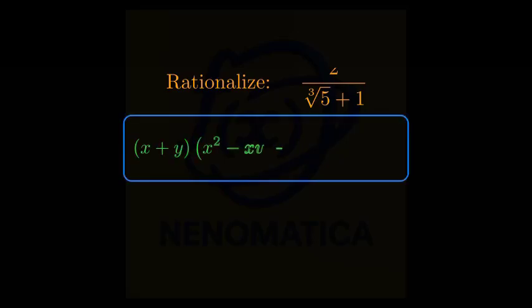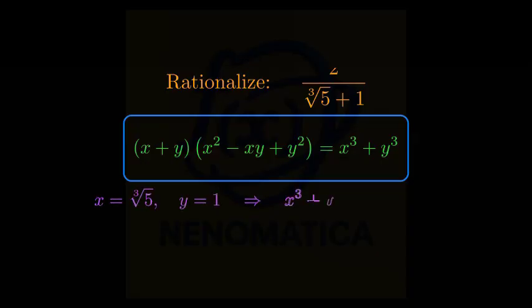In this lesson, we will rationalize a denominator that contains cube roots using a powerful identity. Our example problem is: rationalize the denominator of 2 divided by the cube root of 5 plus 1. Here is the key idea. For any numbers x and y, the product of x plus y and x² − xy + y² equals x³ + y³. This turns a sum of cube roots into ordinary numbers.